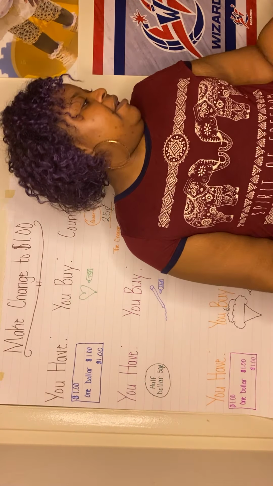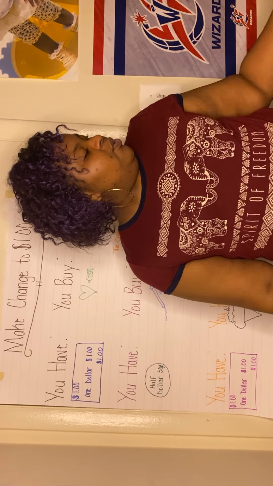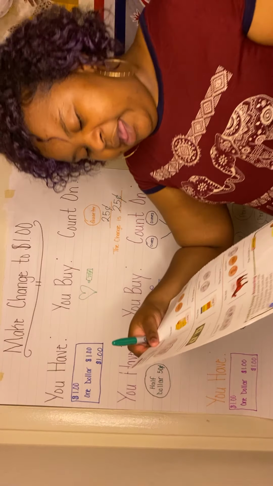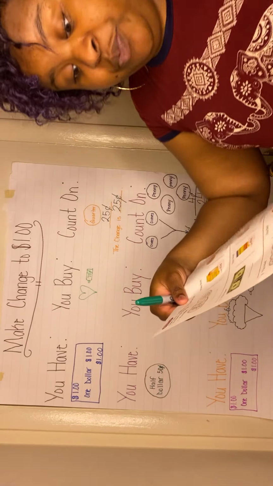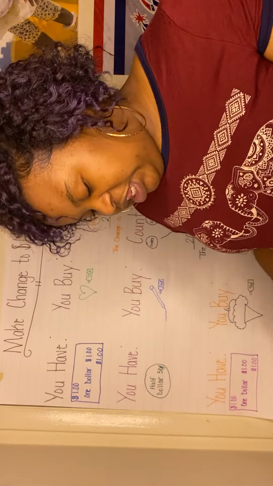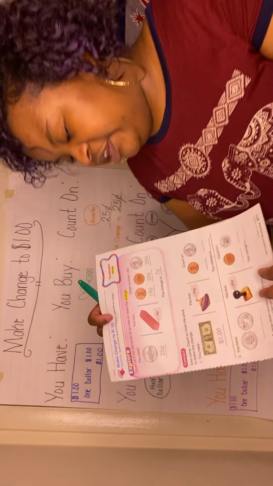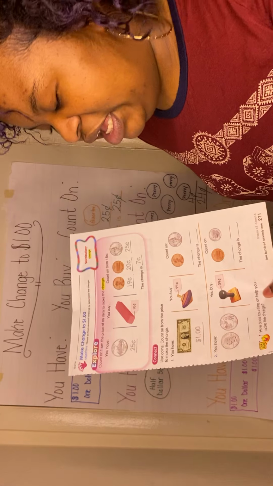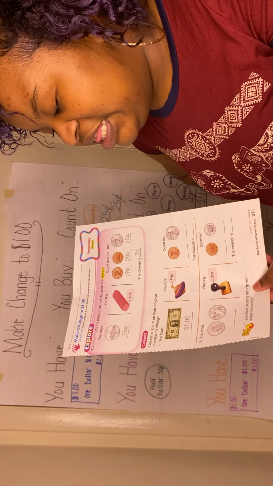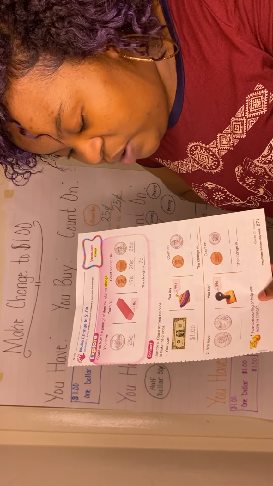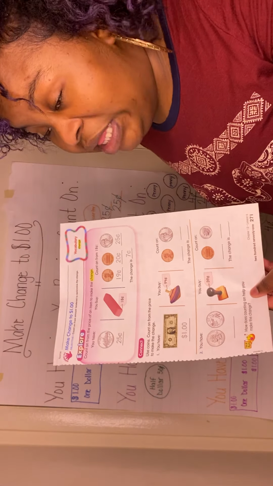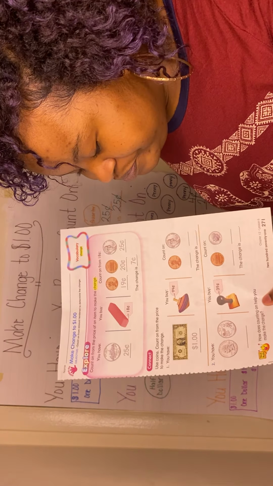So now let's look at your paper. We're going to do number 1 together on page 271, and then we're going to do number 1 together on page 272. All right, so first, let's look at number 1 on page 271. The direction says connect. Use coins, count on from the price to make the change. So you have, how much do you have? You have $1. You want to buy, what do you buy?